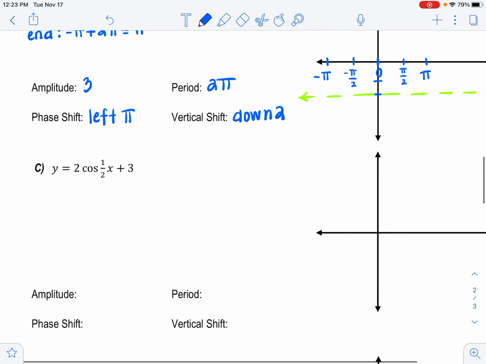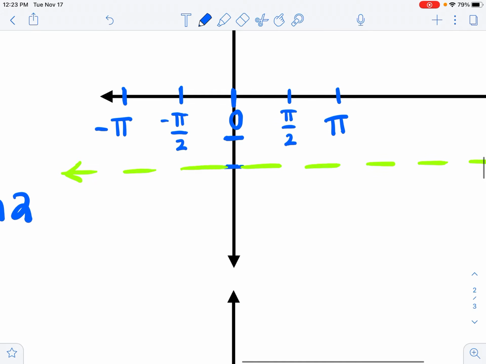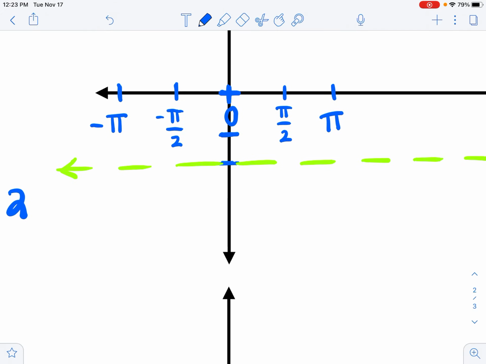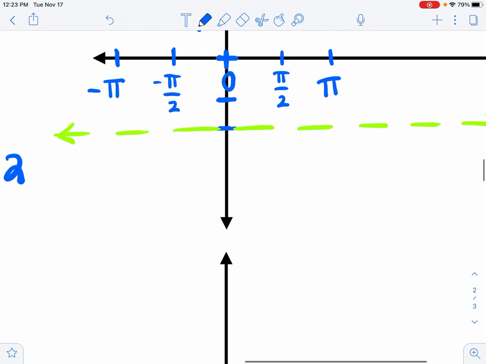Okay, now I need to fill in my y-axis. There is an amplitude of 3, so that means my graph is going to go 3 above and 3 below my midline. So I already have this tick mark, that's 1. This is 2. This is 3. So the highest my graph is going to go is at 1. I'm going to go 1, 2, 3 below my midline. So that is at, if I have to count it, -1, -2, -3, -4, -5. So the lowest my graph is going to go is at -5.